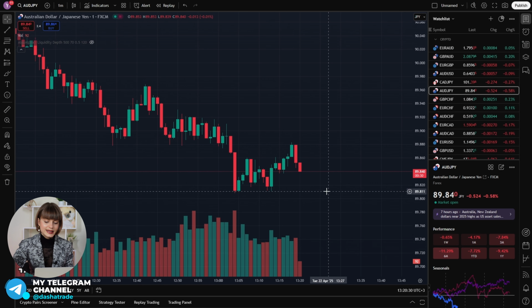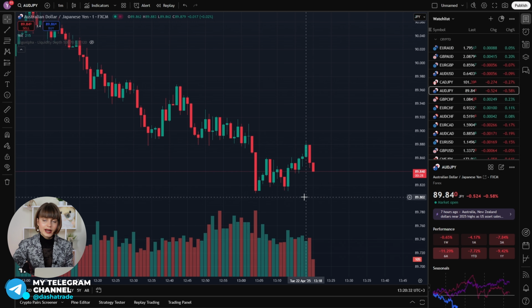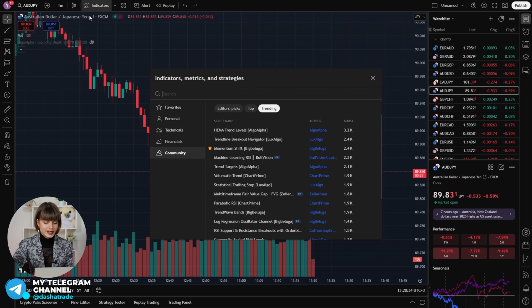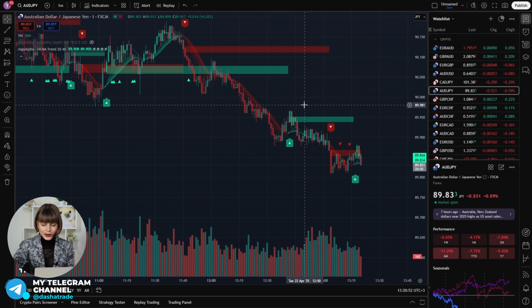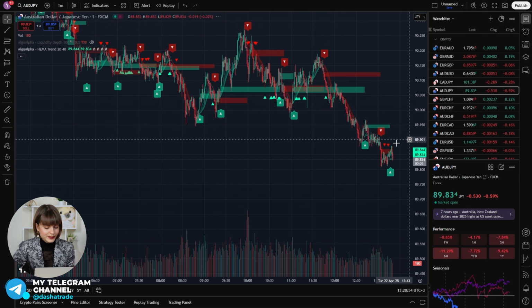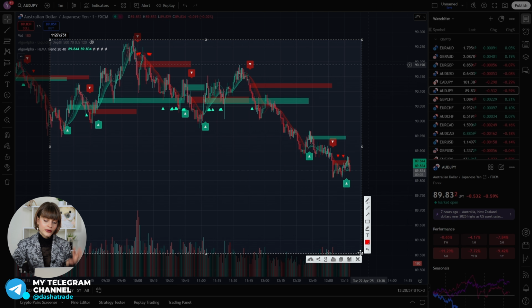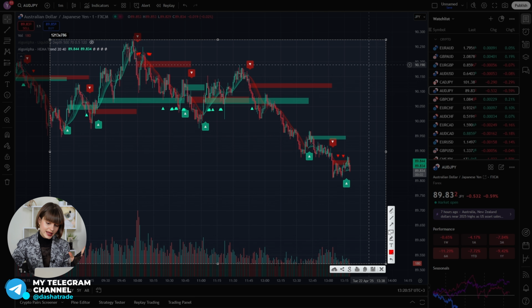So now let's add the indicators that will help us to make money today. We go to the indicators section, select community, then select trending and add the Each May trend levels indicator from this author. Now that we have the indicator applied, let's look at what we'll use to open a trade. This indicator shows three things at once. Firstly, it helps us identify the trends thanks to these moving averages, which we use to mark the trend based on their movement and color.